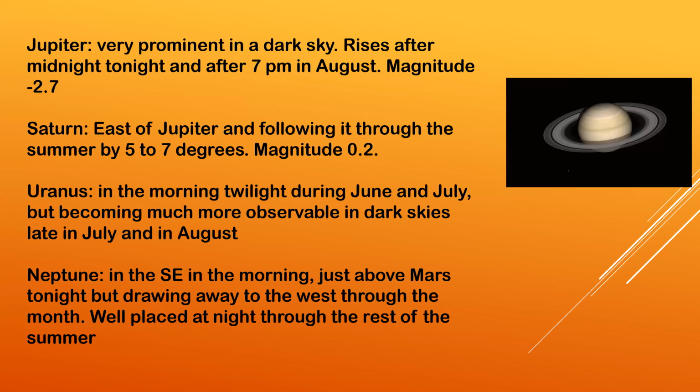Uranus is not very good, not well positioned in June and July, but it's going to be really in dark skies in the latter half or quarter of July and all through August and beyond. Similarly, Neptune is up in the morning. In fact, it's just above Mars right now, but it'll be drawing away from Mars to the west, and it'll be in the dark part of the sky through the whole summer.